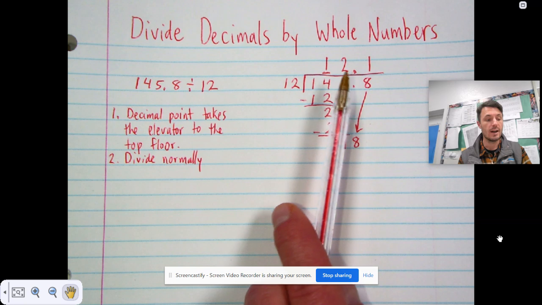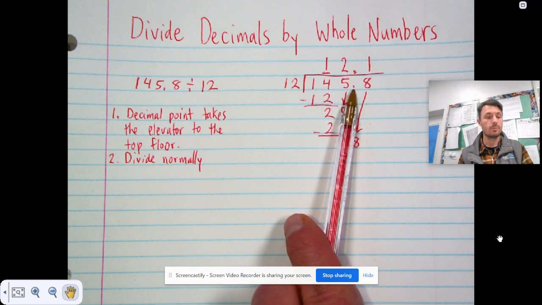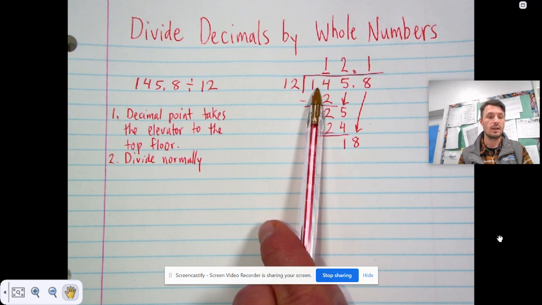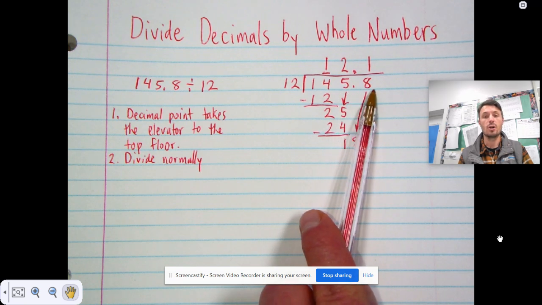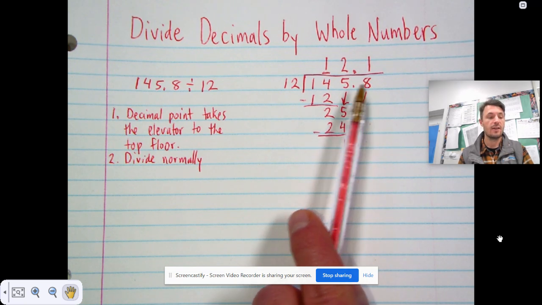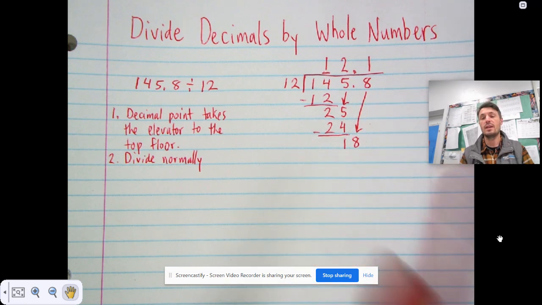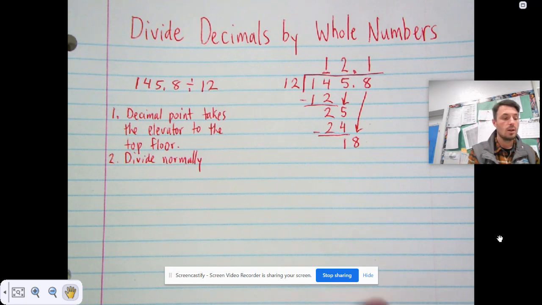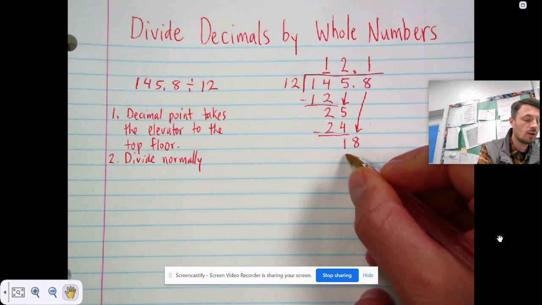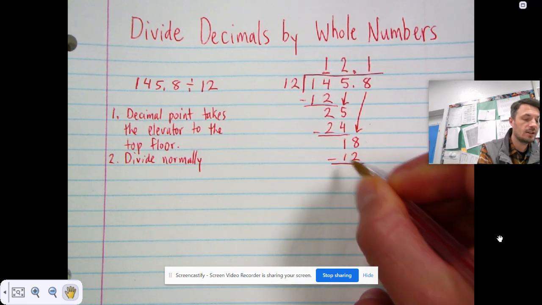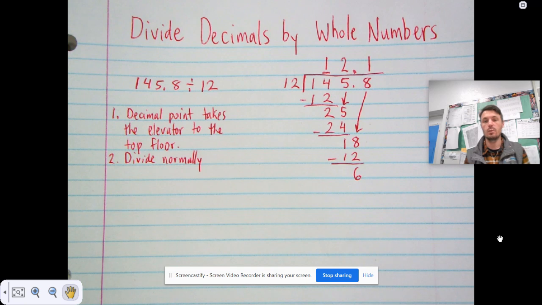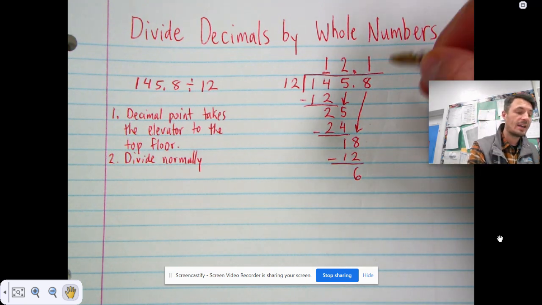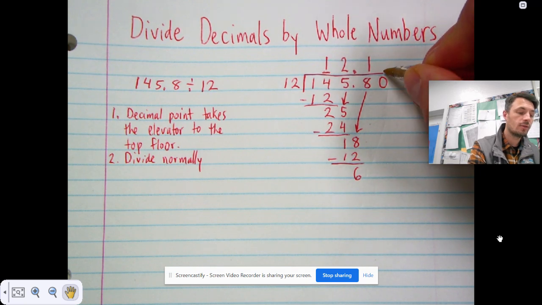Okay? Now, we're dealing with a decimal number, so the whole number part is on the left, the fractional part is on the right. Everything to the right of that decimal point is where the remainder would be if we were dividing with whole numbers. So we don't write remainders. Now we multiply. 1 times 12 is 12. 18 minus 12 is 6. Now, this is what we do instead of writing remainders. We add a 0 to the dividend.